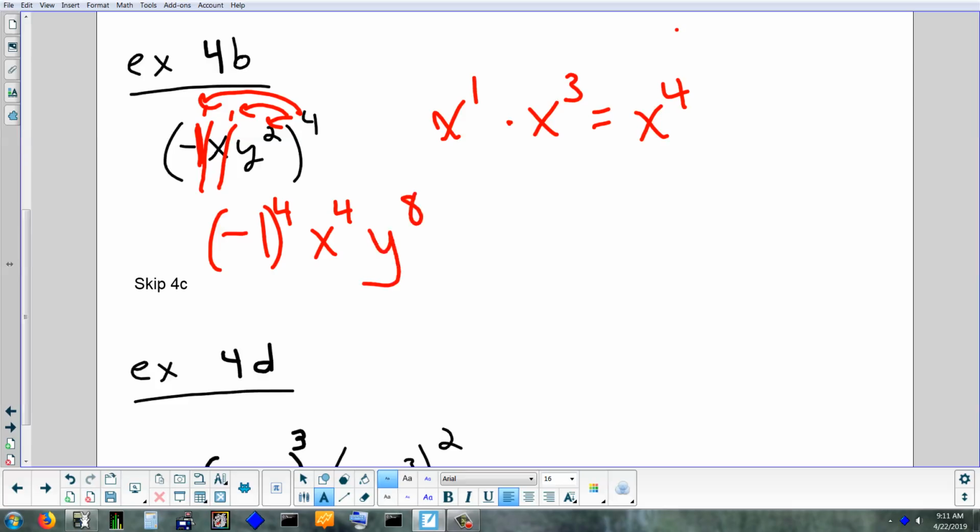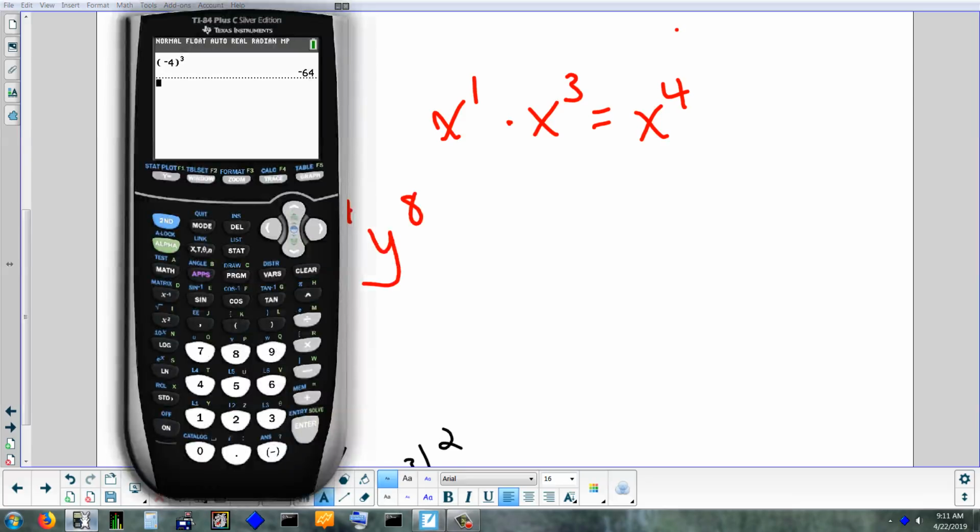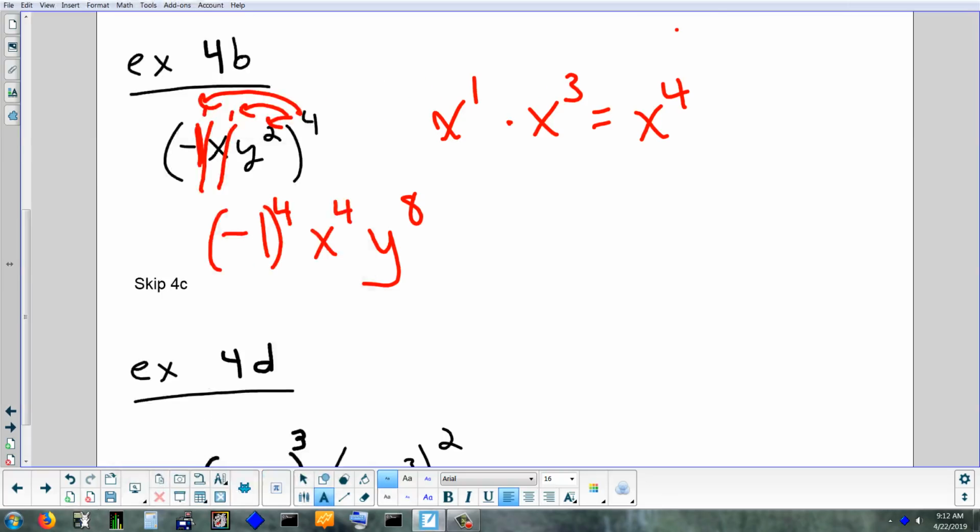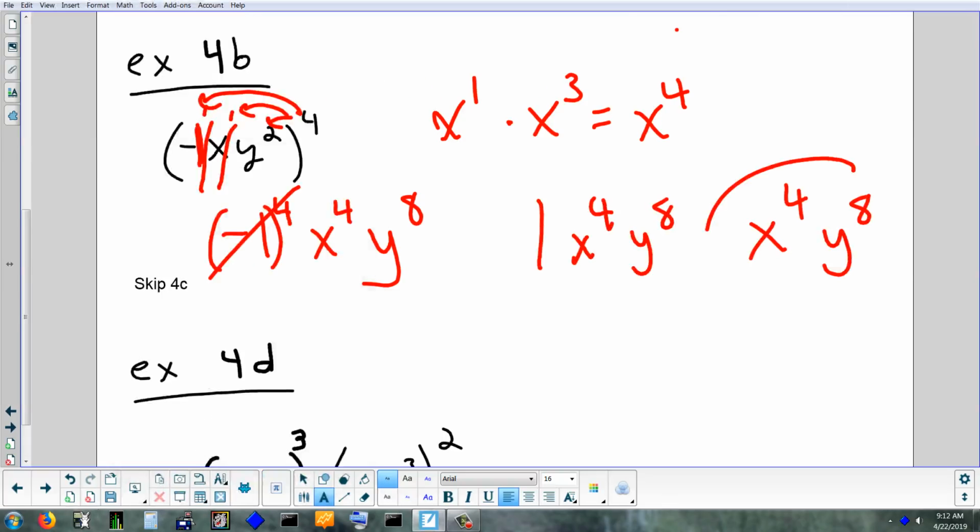All right, one more thing we got to do. Let's go to our calculator. We're going to go parentheses, -1, end parentheses, caret button to the 4th, right guys? 1. All right? So this right here, it becomes positive. So it doesn't really matter. I don't need it anymore. 1 x to the 4th, y to the 8th. I don't even need it. My final answer would be x to the 4th, y to the 8th. I mean, if you put the 1 there, you're not wrong, but you don't need it.